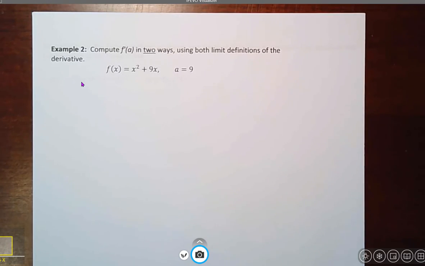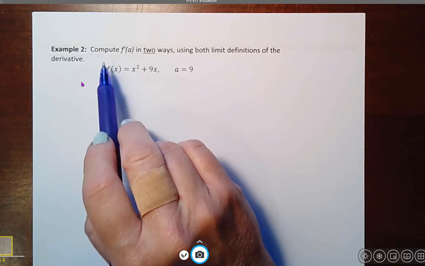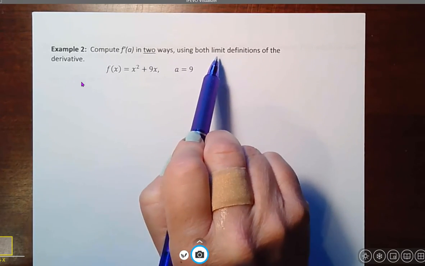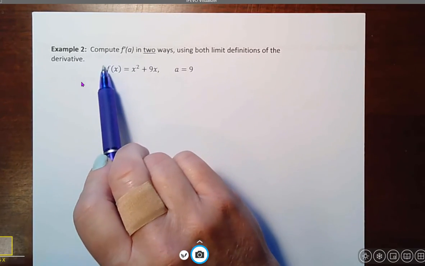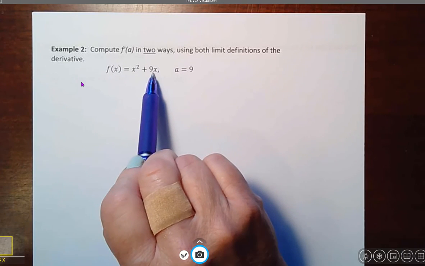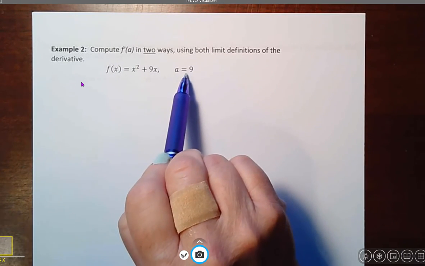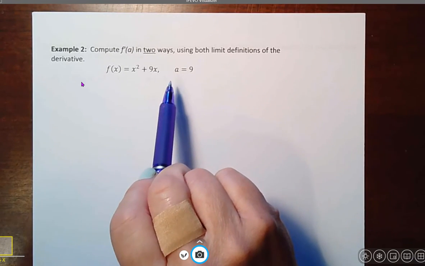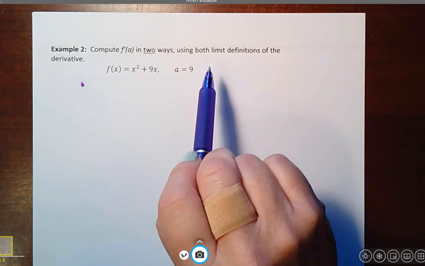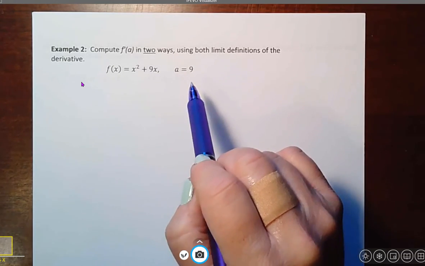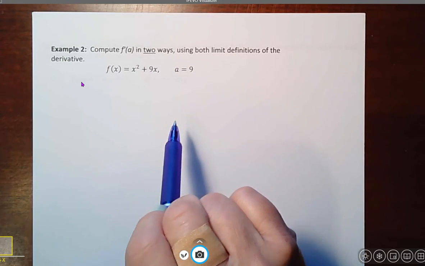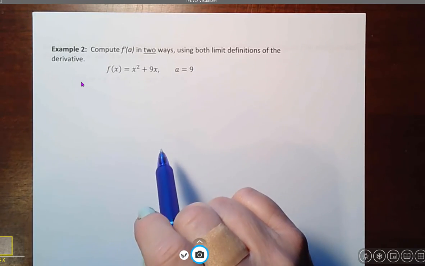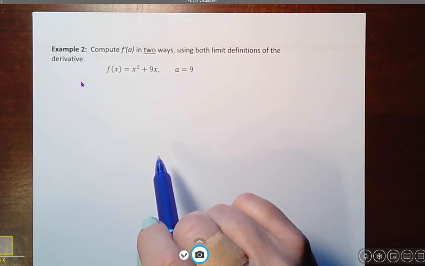Okay, here's our first example where we actually get to do some math. All right, so here we're going to compute f prime of a in two ways using both limit definitions of the derivative. Here is our function, f of x equals x squared plus 9x, and our a value will equal 9. So we're going to do this in two ways. Now, if you're told you can use any limit definition, you could use either one. If I tell you which definition to use, then you will need to use that one for full credit. But this is going to demonstrate to you that they will give you the same answer. One may be easier than another. You may prefer one over the other, but many times that is your call.